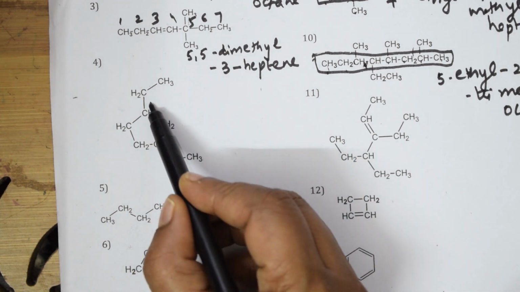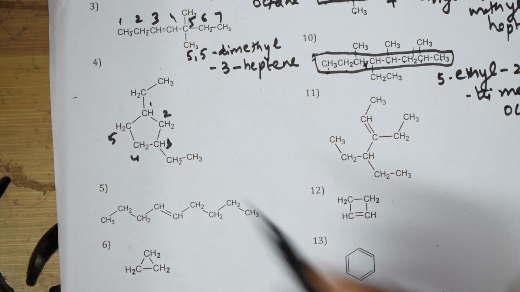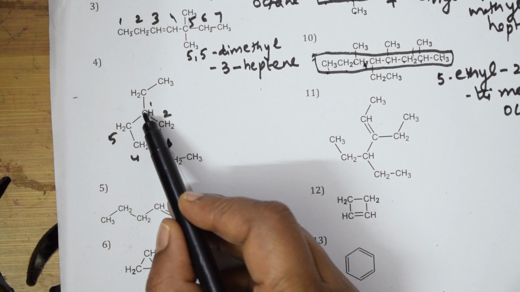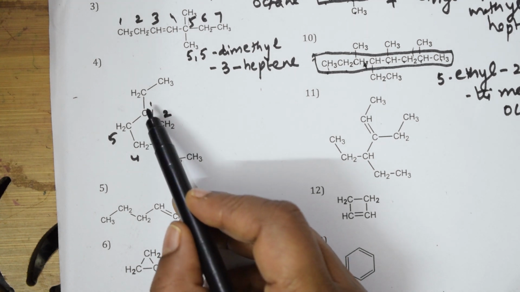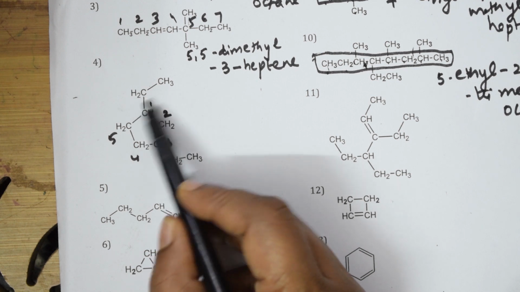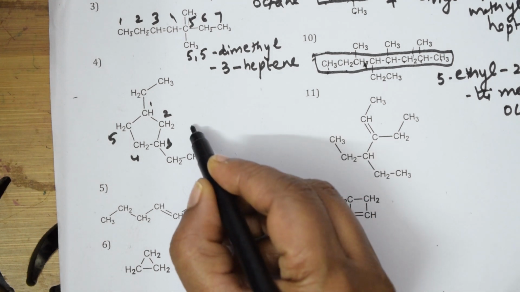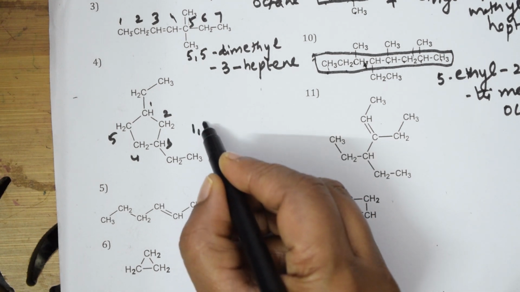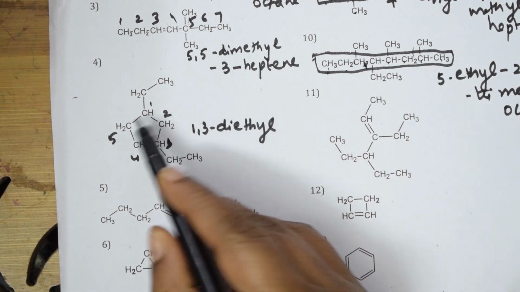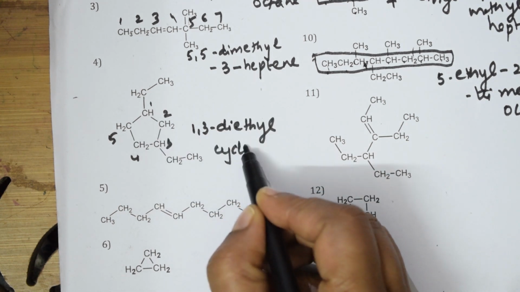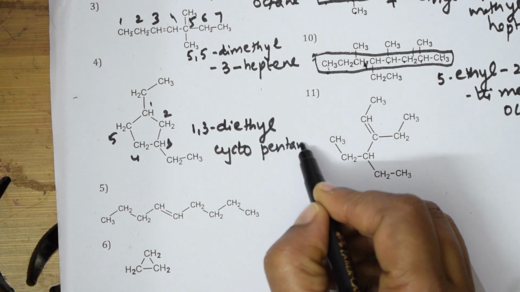So suppose if I start numbering this 1, 2, 3, 4, 5. At the first carbon you have, okay, let me see whether I am naming it properly or not. Yes, at the first carbon I have which group here? I have ethyl. At the third carbon also I have ethyl. So I can write 1,3-diethylcyclo. What is this compound? This is pentane. Done.